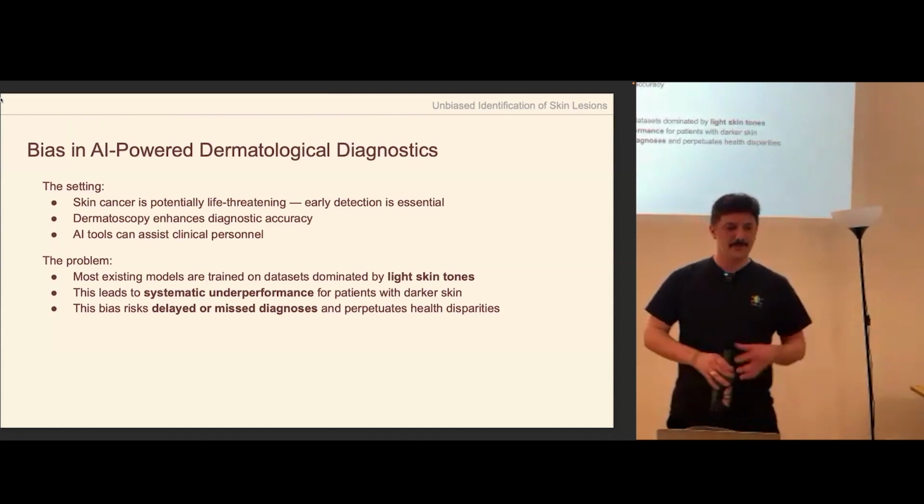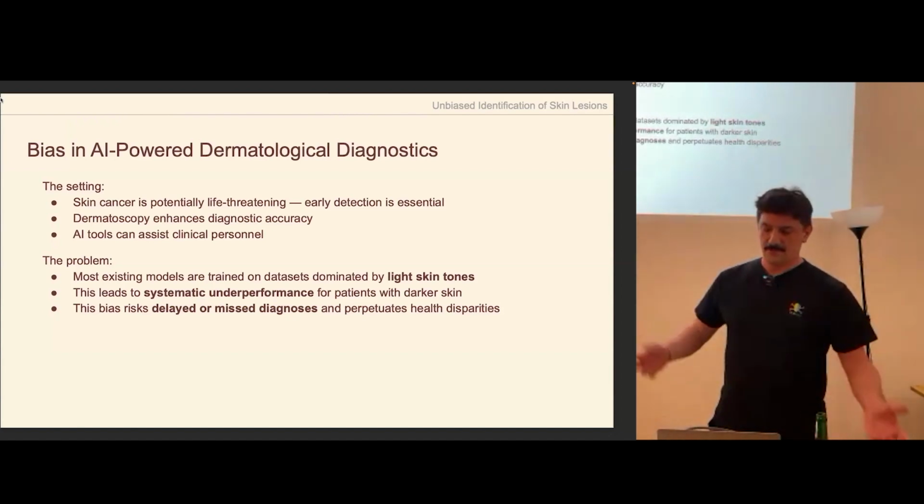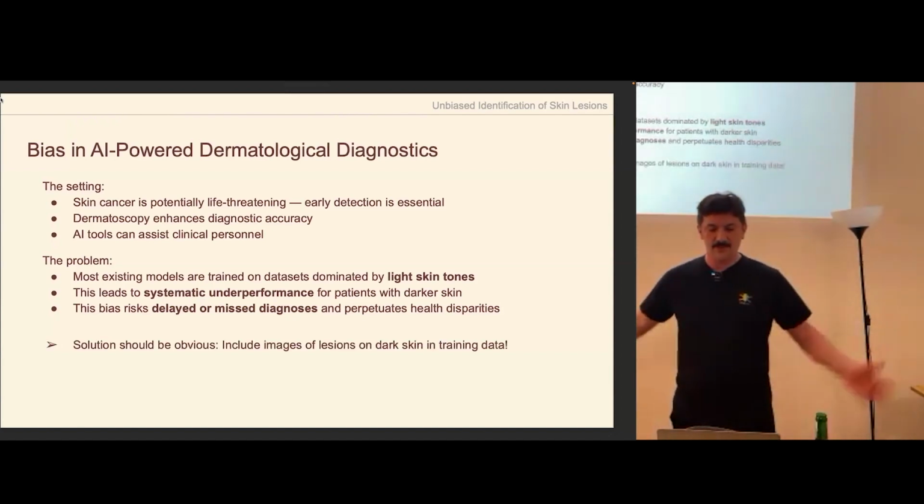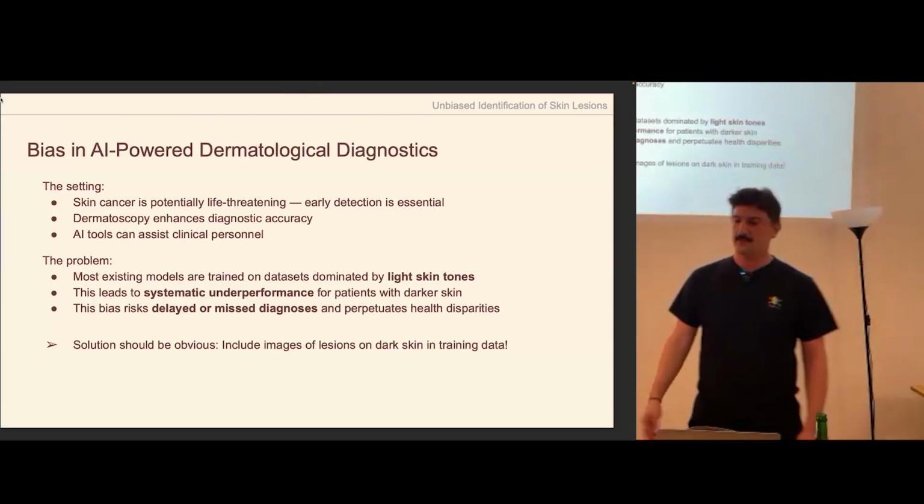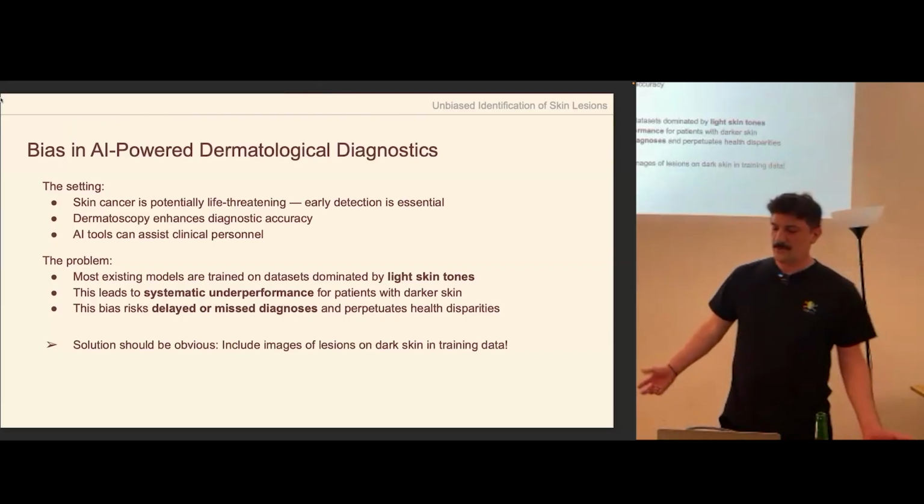So from the point of view of a data scientist, the solution is very simple, right? So just include images of lesions on dark skin in the training data. Why not do that?